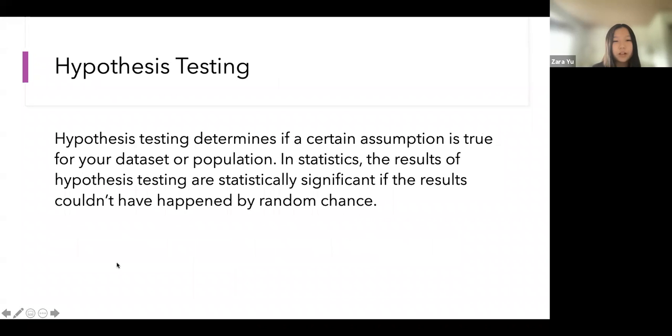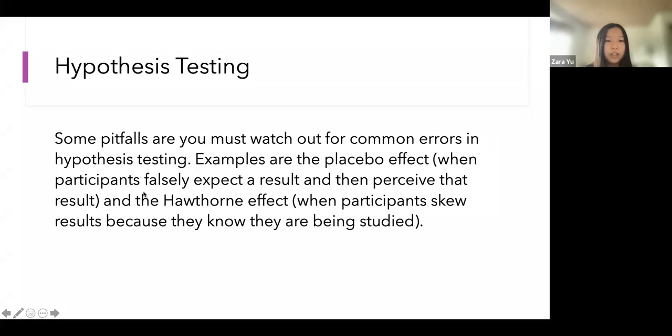The last thing I'm going to talk about is hypothesis testing. So this determines if a certain assumption is true for your data set or population. In statistics, the results of hypothesis testing are statistically significant if the results couldn't have happened by random chance. So if you get a result that couldn't just have happened by coincidence, that means your result is statistically significant. So some downfalls of this are you have to watch out for common errors in hypothesis testing.